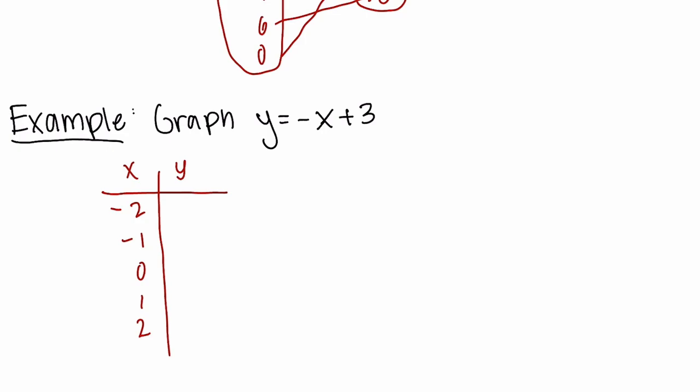And then I'm just going to plug those numbers in for x to give me my y. So when x equals negative 2, it's going to be negative 2 plus 3, which I can simplify. That ends up being a 5. But I do know that the slope of this line is negative 1, which means as my x's increase by 1, my y's decrease by 1. So that's what I would get if I plugged those in.